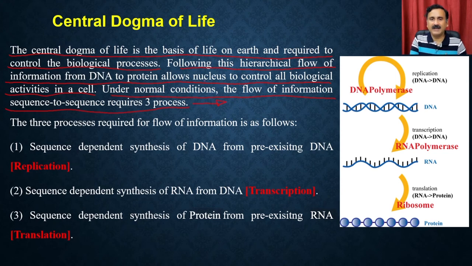Now the question is, why is there a requirement for the central dogma of life, or the central dogma of molecular biology? It is required because then you can have full control over all the activities of a particular cell, because you cannot have a particular biological process start or end until the particular protein is produced, right? For example, if we want to start glycolysis, we have to have a synthesis of hexokinase or glucokinase. But you cannot have the synthesis of hexokinase or glucokinase spontaneously.